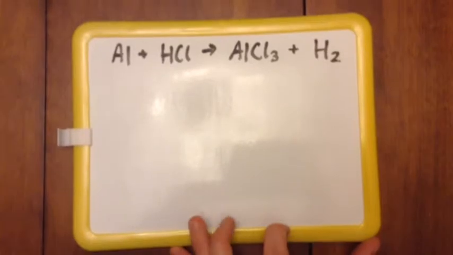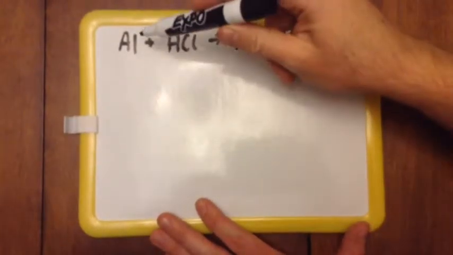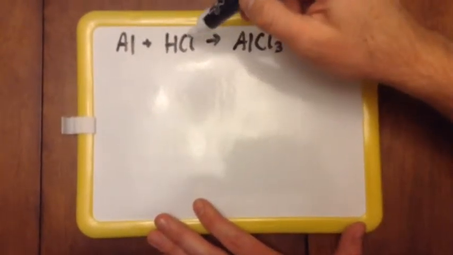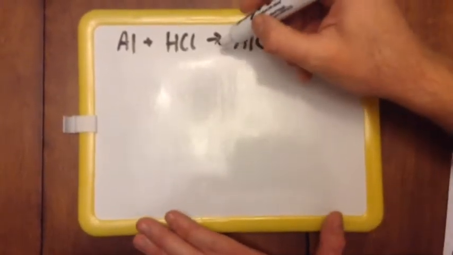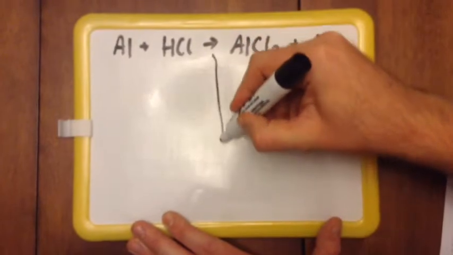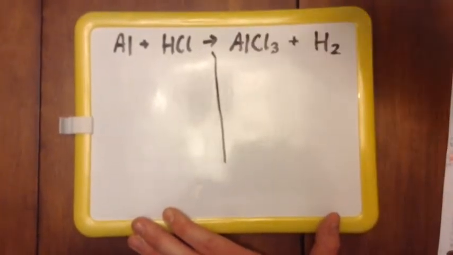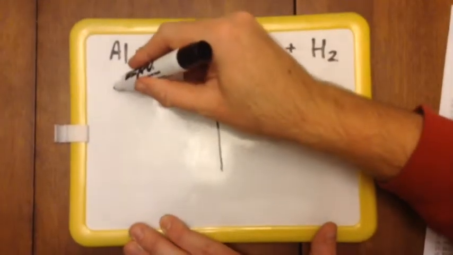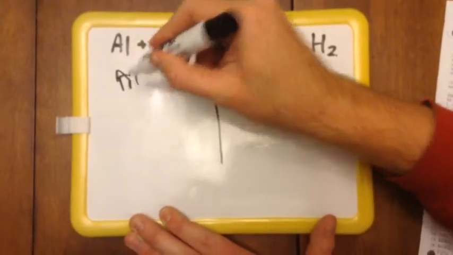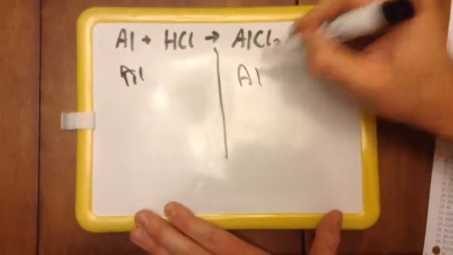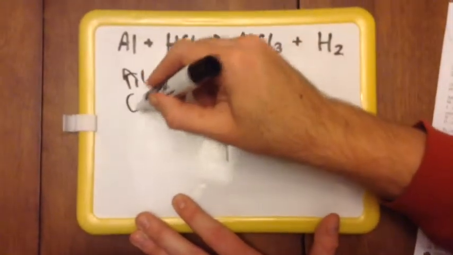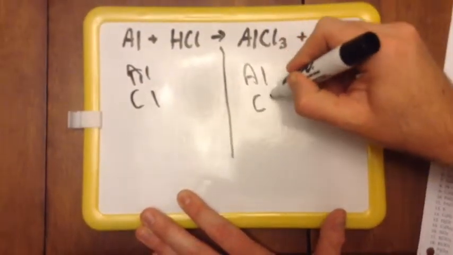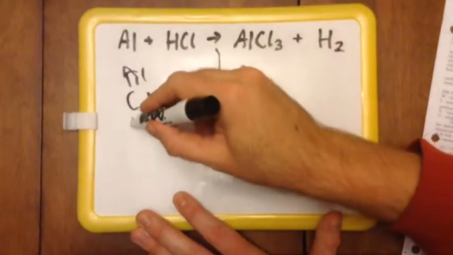So moving on to the next one, here's a reaction that looks real similar to the one before, except this time we have aluminum reacting with hydrochloric acid to produce aluminum chloride and hydrogen gas. So we'll approach it the same way. We're going to draw a line down the middle. We're going to list our atoms, starting with metals. Aluminum here. Aluminum here. We don't have any polyatomic ions, but we do have a nonmetal of chlorine. And finally we have hydrogen.